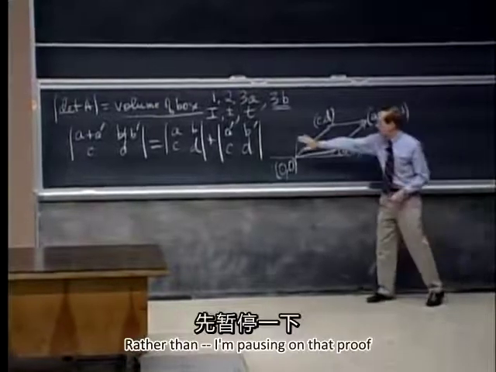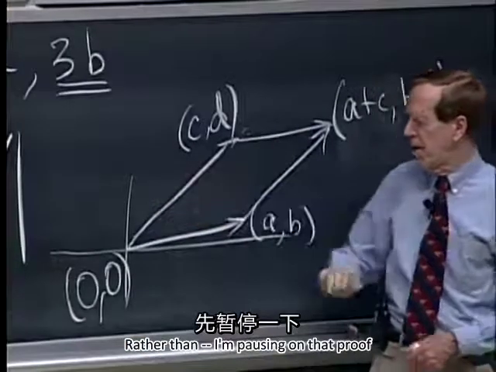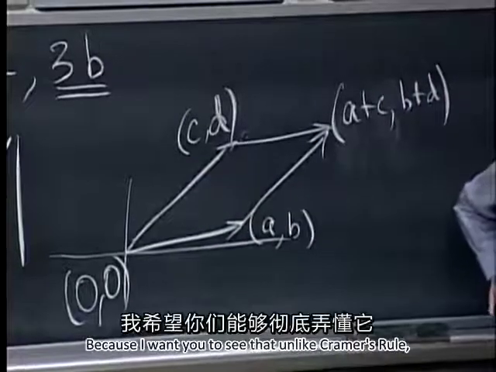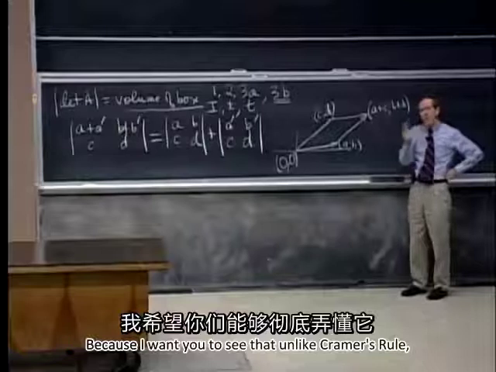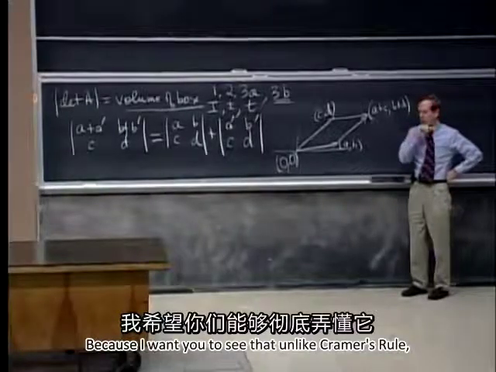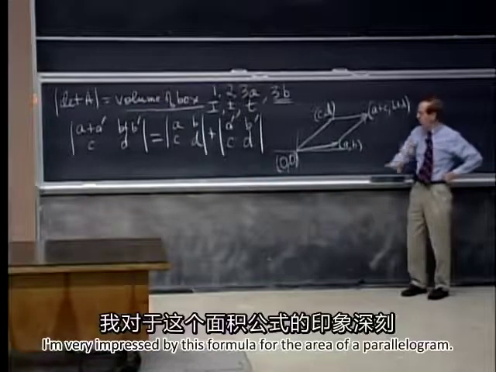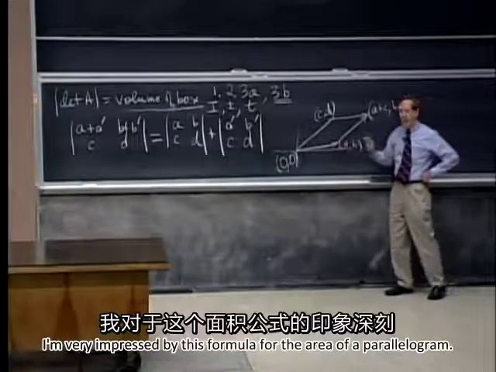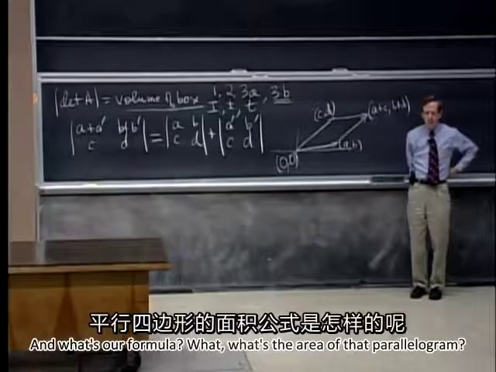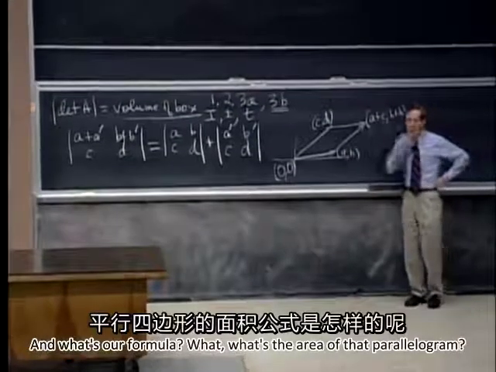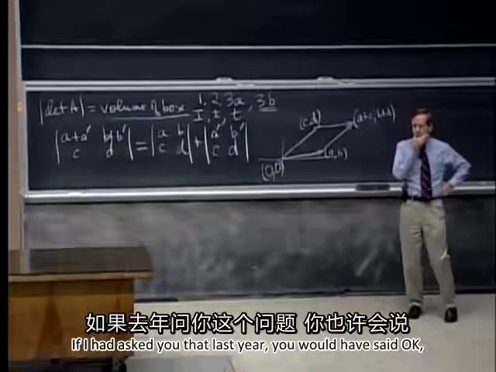I'm pausing on that proof for a minute, just to go back to our formula. Because I want you to see that, unlike Cramer's rule that I wasn't that impressed by, I'm very impressed by this formula for the area of a parallelogram. And what's our formula? What's the area of that parallelogram?